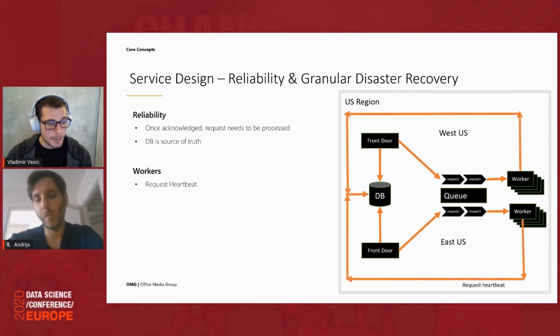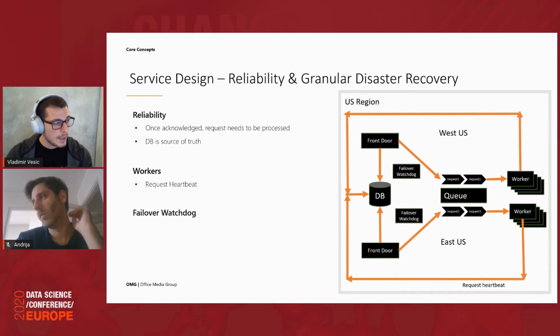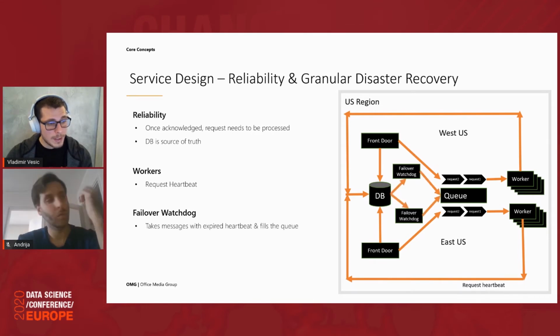Once a worker picks up a message, it then updates what we call a heartbeat in the database, so that all requests which are being picked up and worked on have this heartbeat up to date. Then there's this component called failover watchdog, which I already mentioned, which is looking at this database and checking if heartbeats of all requests are being updated in a timely manner. And if they're not, then the failover watchdog is checking if there is something wrong with, for example, workers in one cluster, and then it's requeuing these requests which have an expired heartbeat into the queue of the healthy cluster.